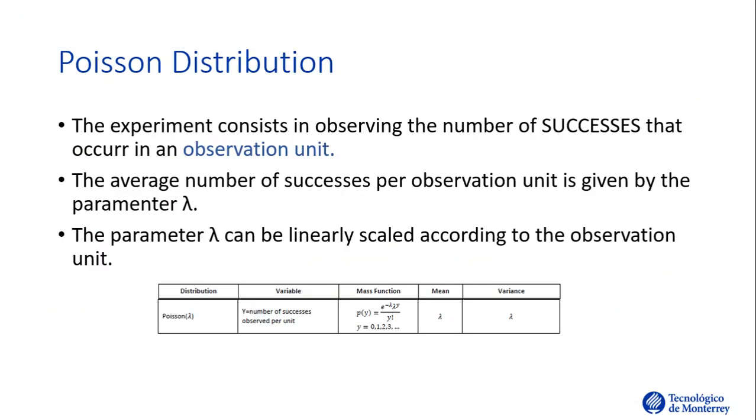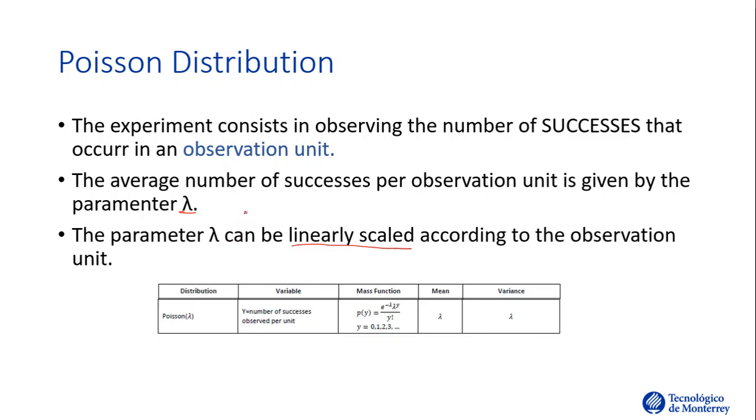The next distribution is the so-called Poisson distribution. The experiment that generates a Poisson distribution consists in observing the number of successes that occur in an observation unit. This observation unit is important because it can be a square meter, a minute, an hour, a production lot. It can be whatever we want. The average number of successes per observation unit is given by the parameter lambda, where lambda will be a fixed value. But this parameter lambda is linearly scaled according to the observation unit.